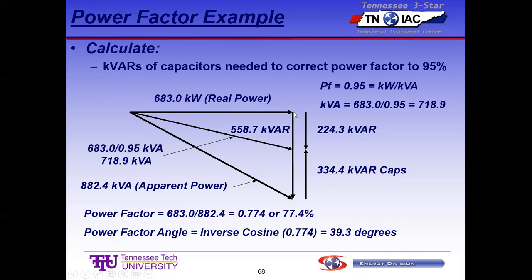Okay, so another way of saying it is, if this is your real power, the power company will allow you 224.3 kVAR of reactive power before they start penalizing you. So this is what we did: 558.7, if I subtract 224.3 from it, I get 334.4 kVAR of capacitors, which will move me from this triangle to this triangle, which just gets me out of penalty. And the payback in investing in this is really mostly to just get out of penalty.